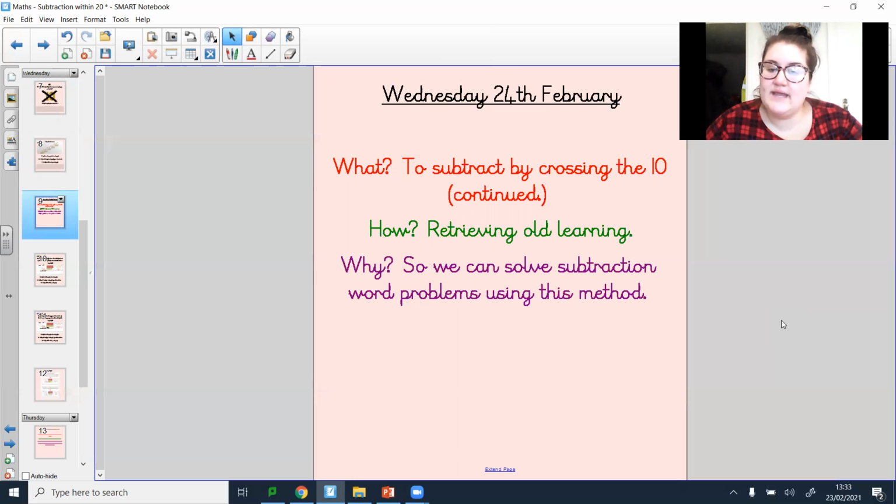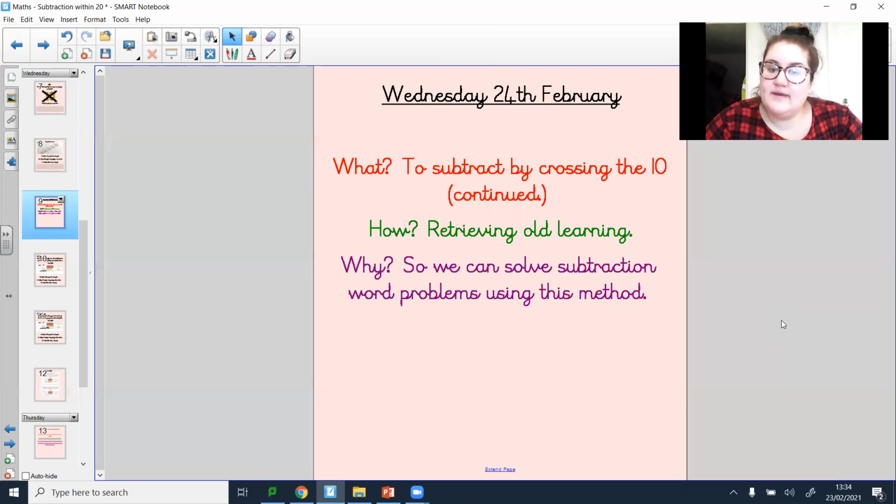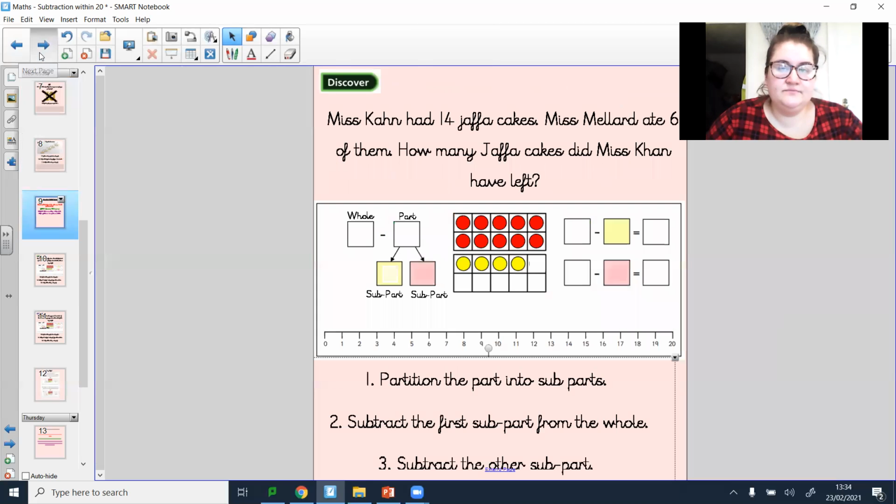To do this, we can retrieve some old learning because we've been doing this before. So everybody grab that learning at the back of your brain and let's bring it forward. And why are we doing it? So that we can solve subtraction word problems using this method. So today you are not going to see problems such as 13 take away 7. You might see something along the lines of Miss Winfield has 13 apples, her friend eats 7, how many are left? We're going to be looking at the problems in number stories.